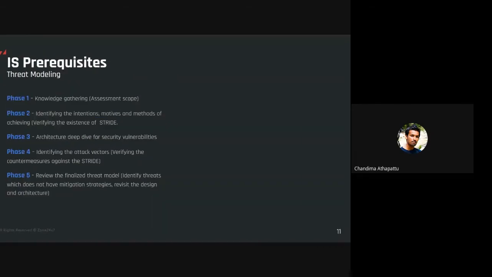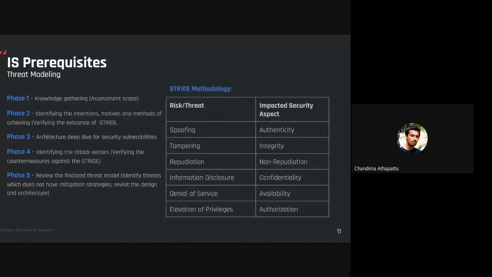So I'm talking about threat modeling, another important methodology for how you ensure security. Threat modeling at Zone 24/7, we have these 5 phases where we first gather the knowledge, and then we identify the intentions and motives of an attacker, and the different methods of achieving those.